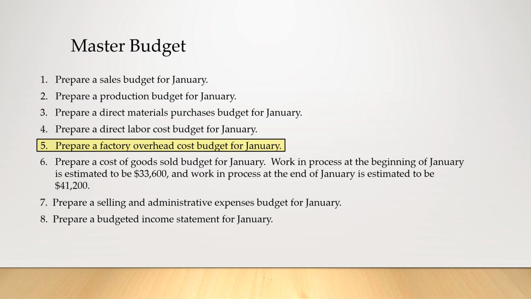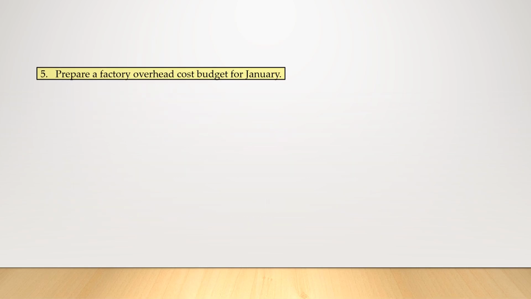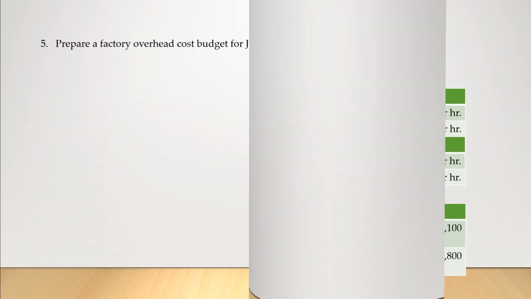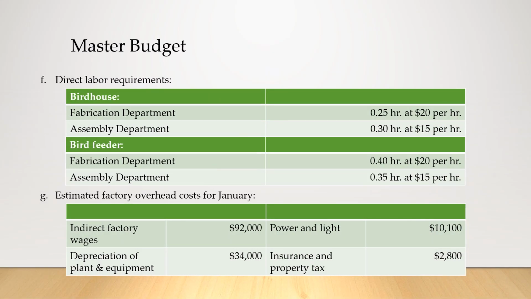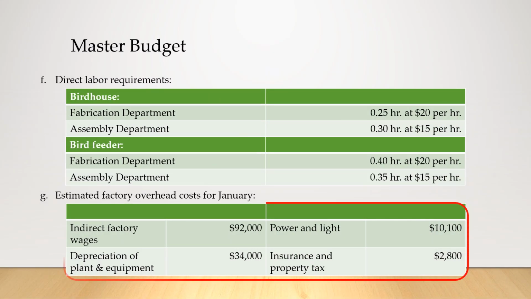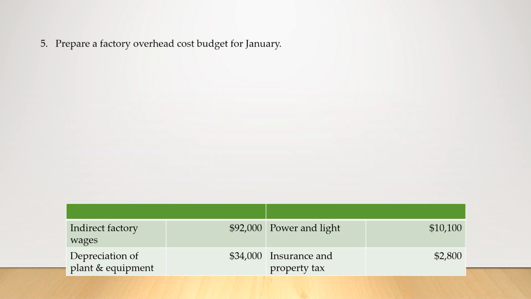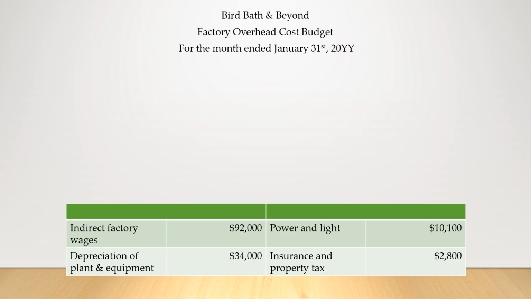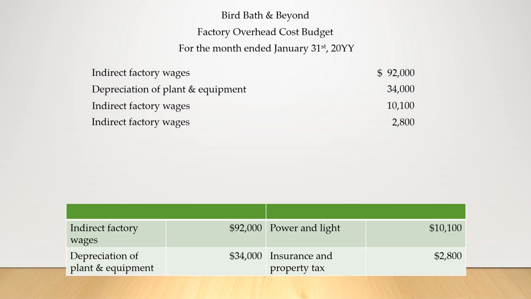Number 5. Prepare a factory overhead cost budget for January. Item G provides the necessary information for overhead costs. You'll find some space at the bottom of page 7 for building the overhead budget. This particular budget is as straightforward as possible. List each of the overhead items and their costs, then sum the total.